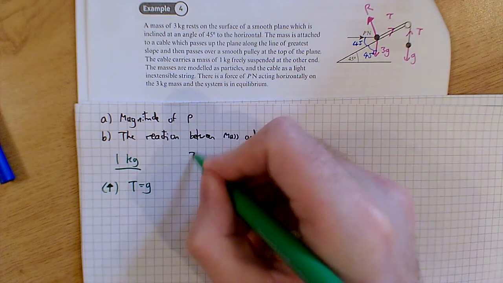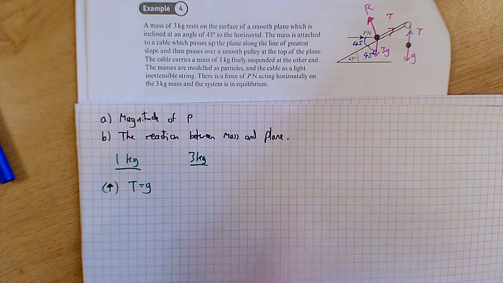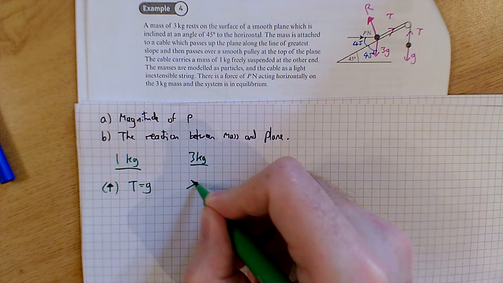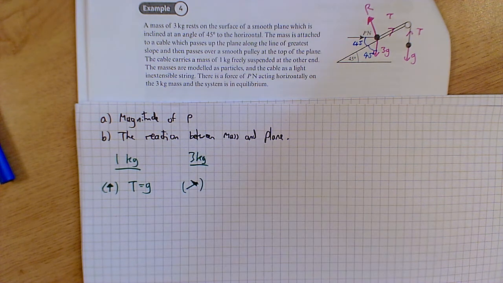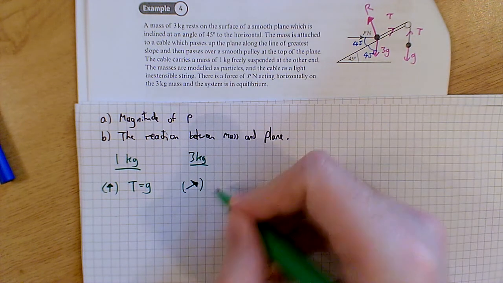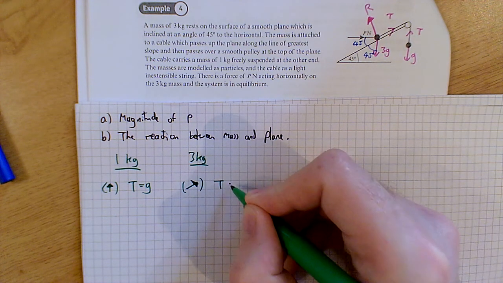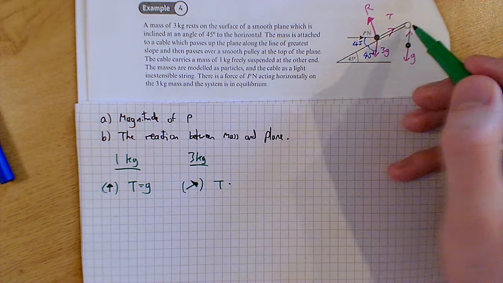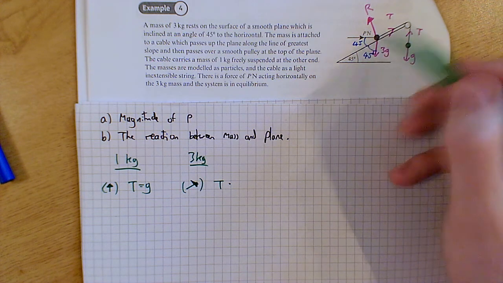So then we move on to the 3 kilogram one, and this is going to be where all the action happens. Let's try resolving up the slope first. Remember, either order is fine. Right, see what equations we get. So we've certainly got T is the force pulling it up the slope, and it's got some help from P. Right, P is pushing it up, isn't it? It's pushing it in as well, but it's pushing it up.